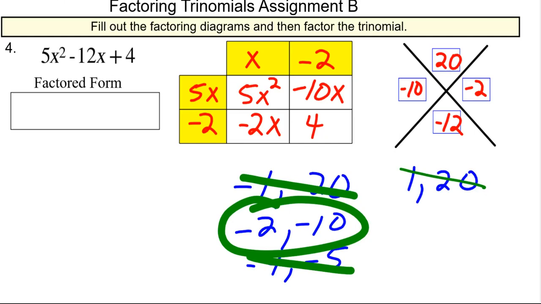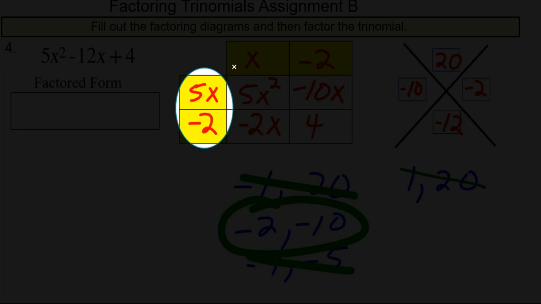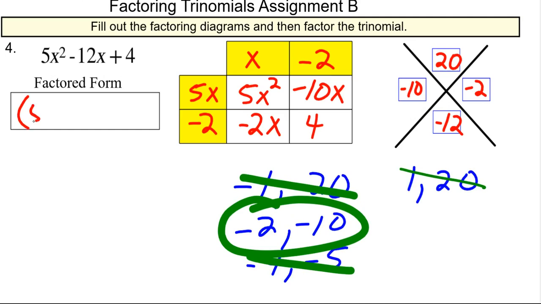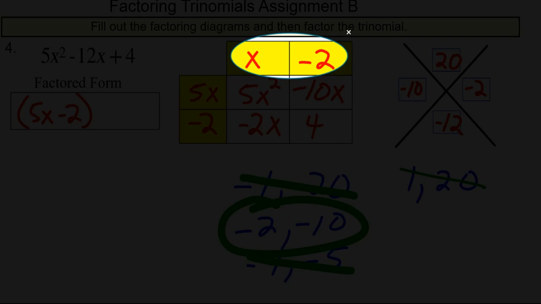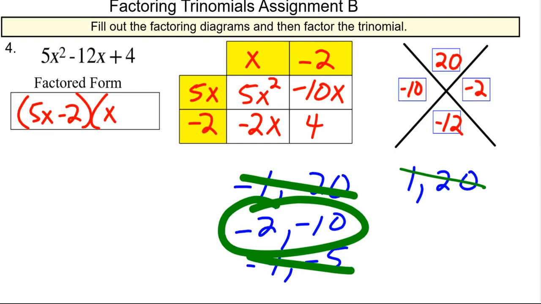Let's write the factors. Because we have a 5x and a -2 here, that gives us a factor of 5x minus 2. And because we have x and -2 here, that gives us a factor of x minus 2. Now keep in mind, we can switch the places of these two factors.